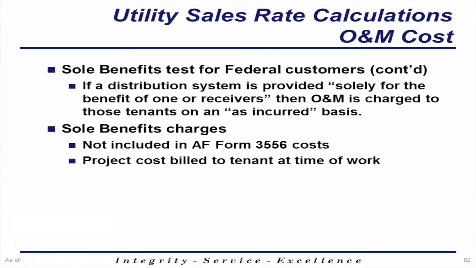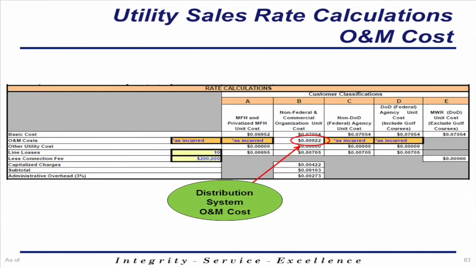This means that the distribution system O&M costs are not included in the Air Force Form 3556. Any project work that is done on the distribution system is billed to the tenant at the time that work is done.